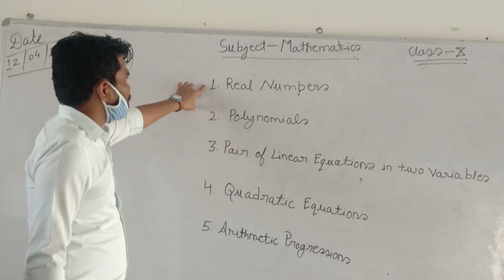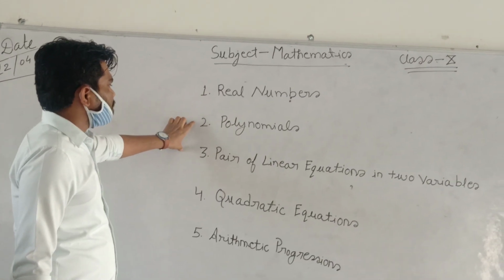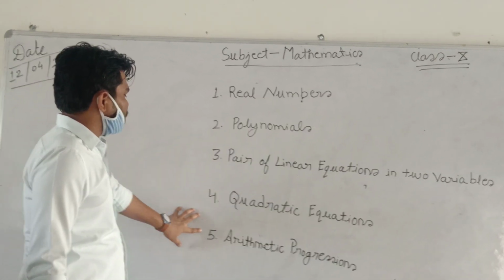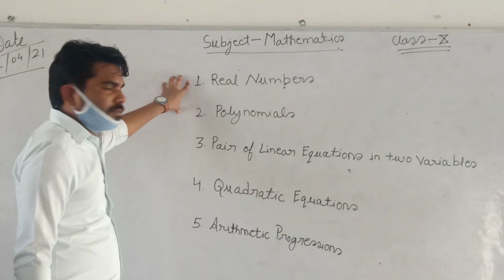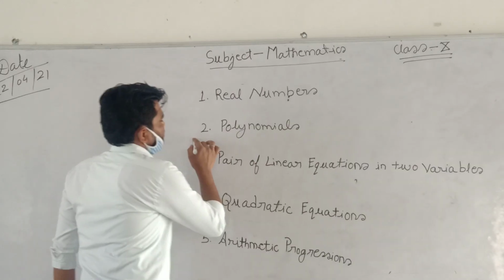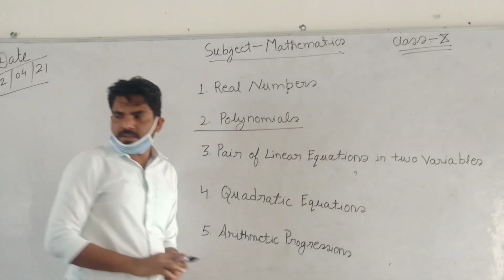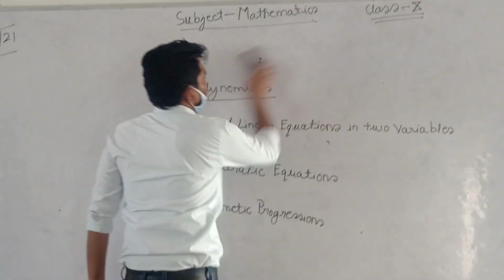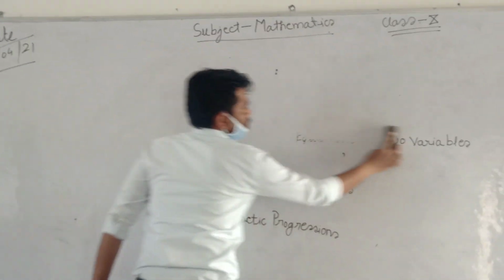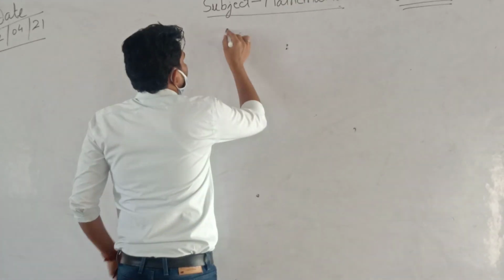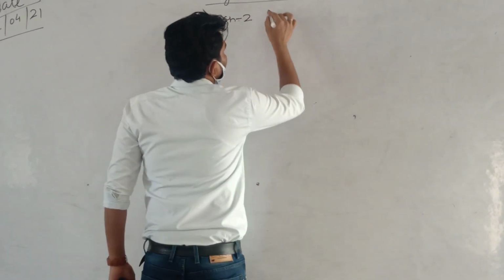Thereafter, we will complete the first chapter. We start from chapters second, third, fourth, fifth, and thereafter chapter first. So first of all, we will start from the second chapter, that is polynomials. Today we will discuss polynomials. Chapter second, polynomials.